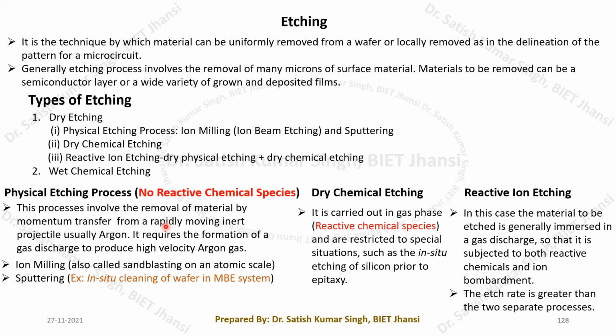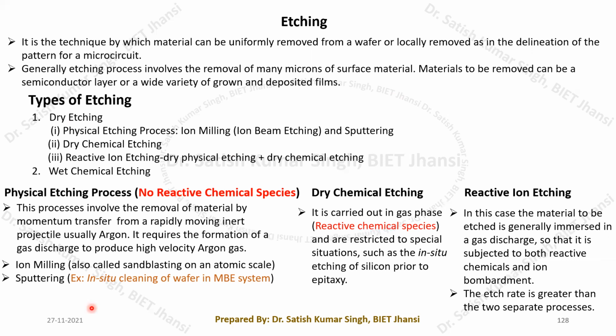Okay, we have to accelerate the argon ions, and then strike them onto the wafer so that there will be a momentum transfer, and then we can remove the atoms from the surface. You might be aware from my previous lectures, while discussing molecular beam epitaxy, I told you that before the MBE process, first we need to perform the in situ cleaning of the wafers. And I explained that we generally use the sputtering etching technique.